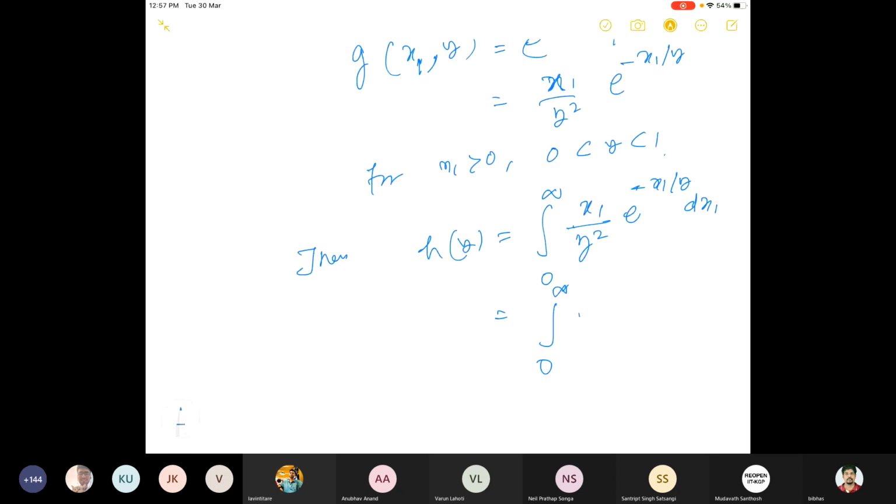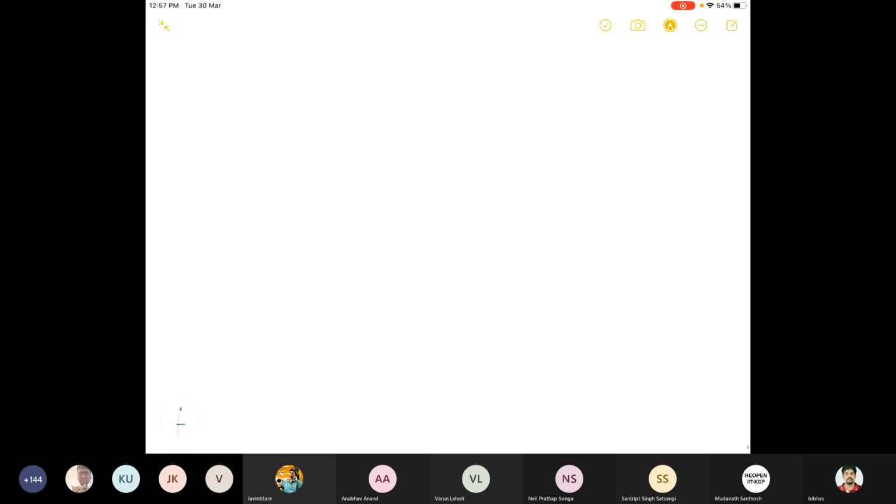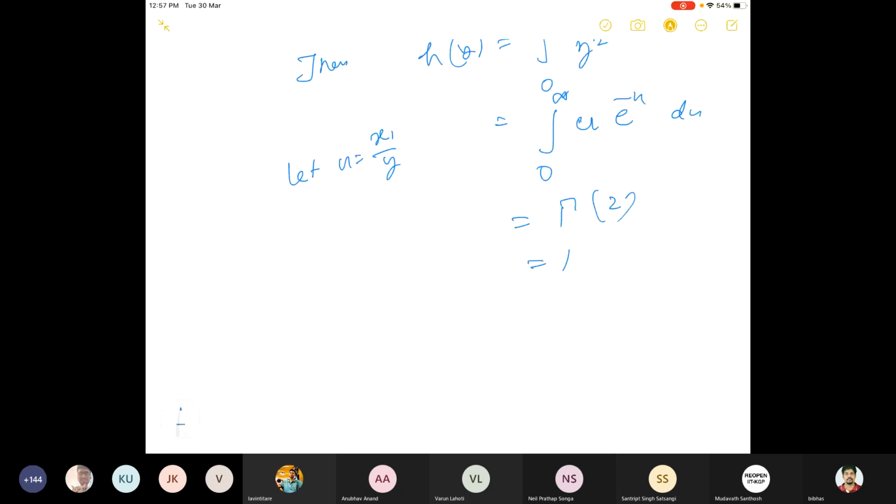Okay, I have to make some transformation here. Let u be equal to x1 by y. So this is the integral of u to the power minus u du, which is nothing but gamma 2, which is equal to 1. So this is how we can do it. And yes, we got the PDF of y.